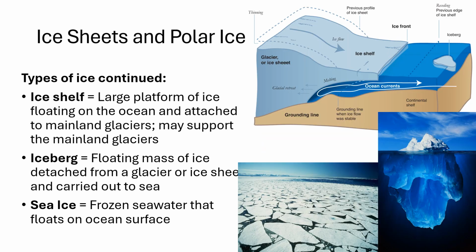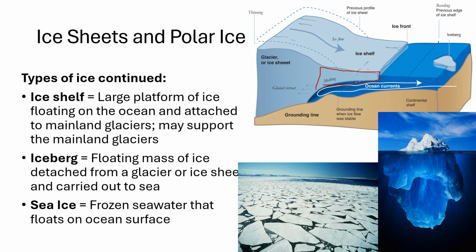Ice shelves, these are large platforms of ice that are floating on the ocean and attached to mainland glaciers or mainland ice sheets. So this is the ice shelf, that section right there. It's floating on the ocean below it, and it's attached to the glacier on the continent or on the island or whatever on the land.